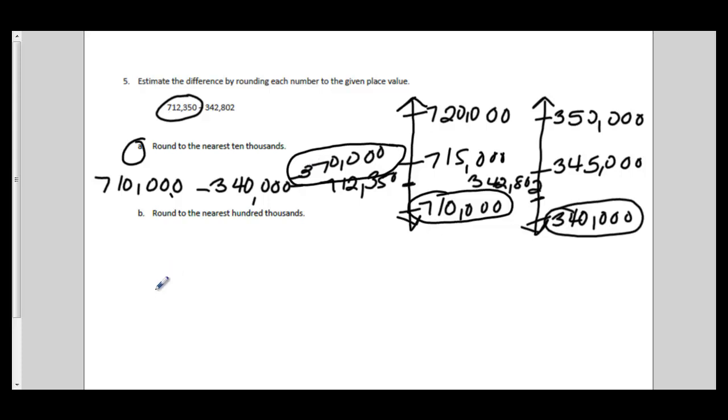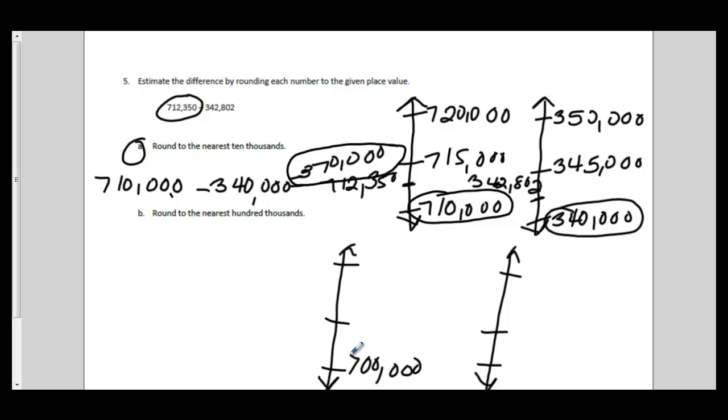All right, so this time I'm going to round to the nearest 100,000, so I'm going to draw 2 more vertical number lines. Okay, so 712,350 has 700 thousands. One more 100,000 would be 800,000. And my halfway point is 750,000. So 712,000 is going to be way down here. So it rounds to 700,000.